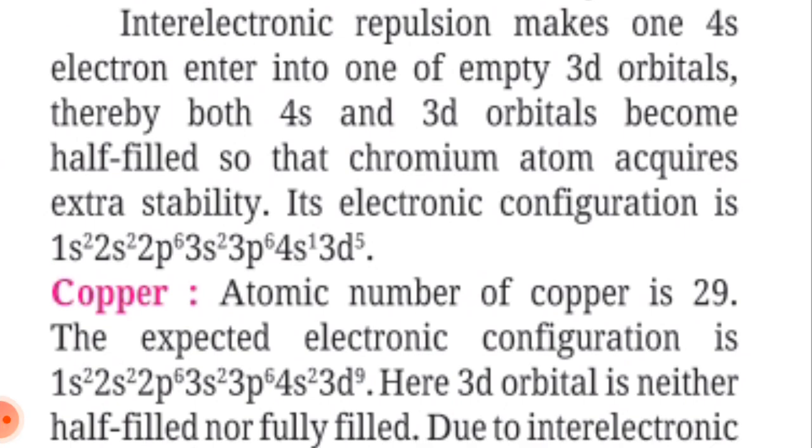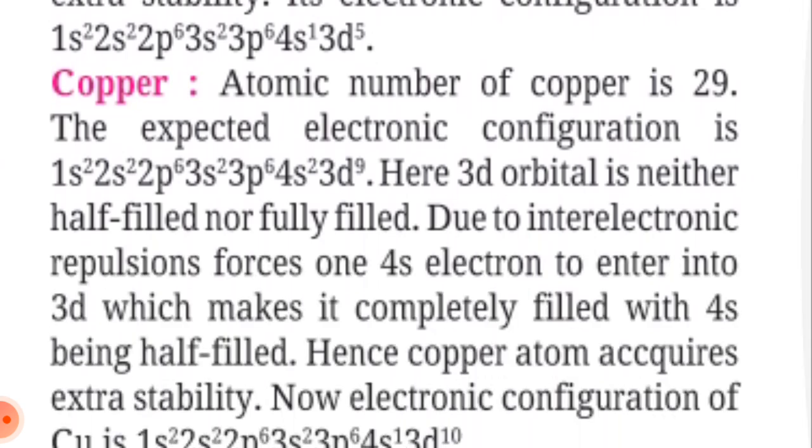Inter-electronic repulsion makes one 4s electron enter into one of the empty 3d orbitals. Thereby, both 4s and 3d orbitals become half-filled, so that chromium atoms gain extra stability. Its electronic configuration is 1s2, 2s2, 2p6, 3s2, 3p6, 4s1, 3d5.